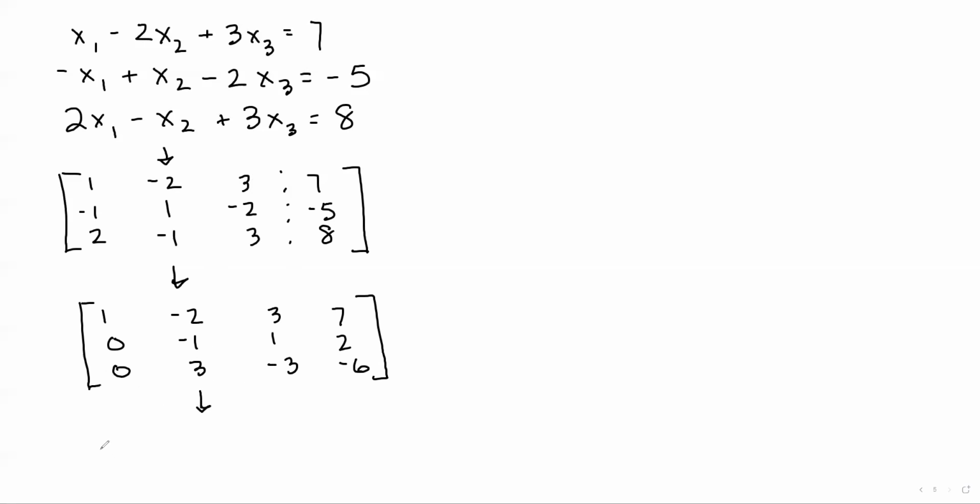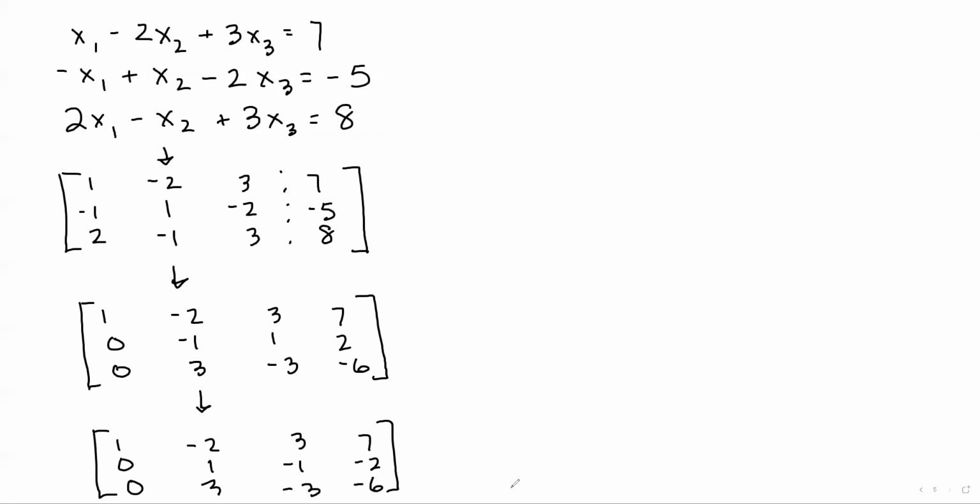Okay. And then next we can go through and get the 1 here. So we've got 1, -2, 3, and 7. 0, 1, -1, -2. So to get a 1 here, we're going to negate this row. And then we've got 0, 3, -3, and -6.